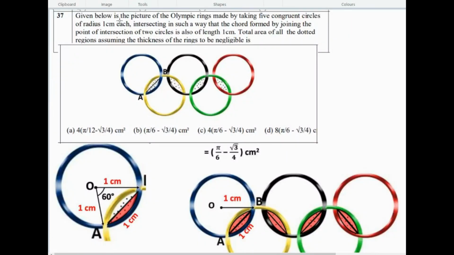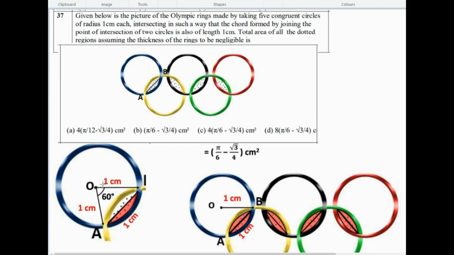37th question. Given below is the picture of the Olympic rings made by taking five congruent circles of radius 1 centimeter each. Interesting in this is that the chord formed by joining the points of intersection of two circles is also of length 1 centimeter. The chord is 1 centimeter and the radius is also 1 centimeter. Find the total area of all the dotted regions, assuming the thickness of the rings to be negligible. So we have to find the area of the shaded region.